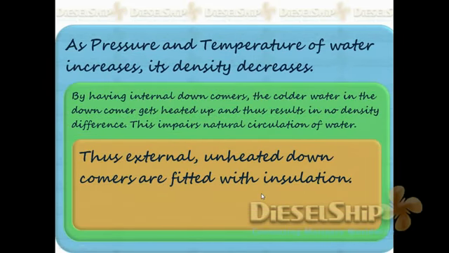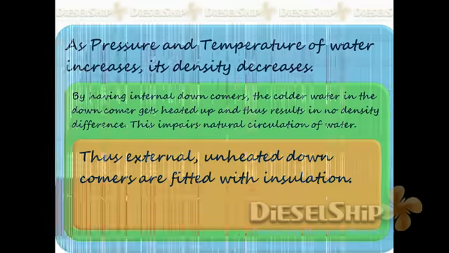In the internal downcomer, the heat of the furnace heats up the water which is coming downwards into the riser tubes. As the water is getting heated up, its density decreases, which means the density difference between the steam formed and the water which is coming down is very small. So the natural circulation is impaired, or affected. So we have an external downcomer. Let's now see what happens in an external downcomer.